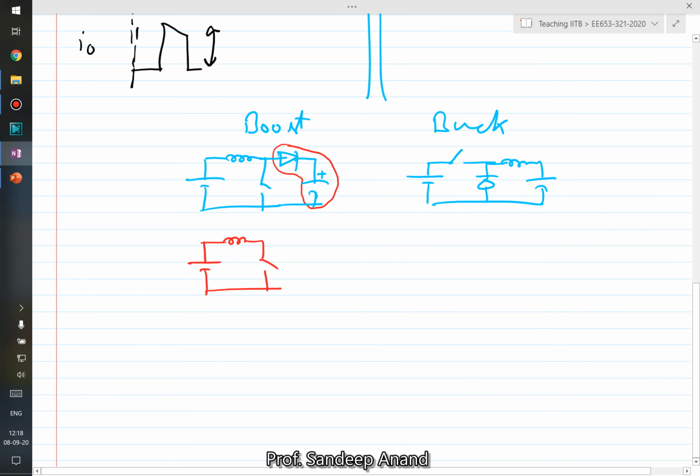This is a switch now, and I'm just maintaining the polarity and redrawing these two things, right? Similarly, I would rearrange the right-hand side circuit, which is the buck circuit. First, let me just flip this circuit. So I'm just creating a mirror image of this circuit. Right, I've just flipped this circuit.